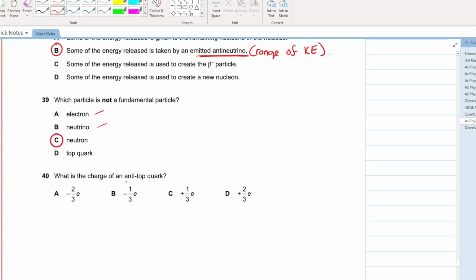What is the charge of an anti-top quark? If you remember, the charge of top quark was plus 2 over 3e. If I apply an anti here, the charges flip. This positive will become a negative charge. Any answers like that? A is your answer. All clear? Is question 1 to 40 clear for this paper?